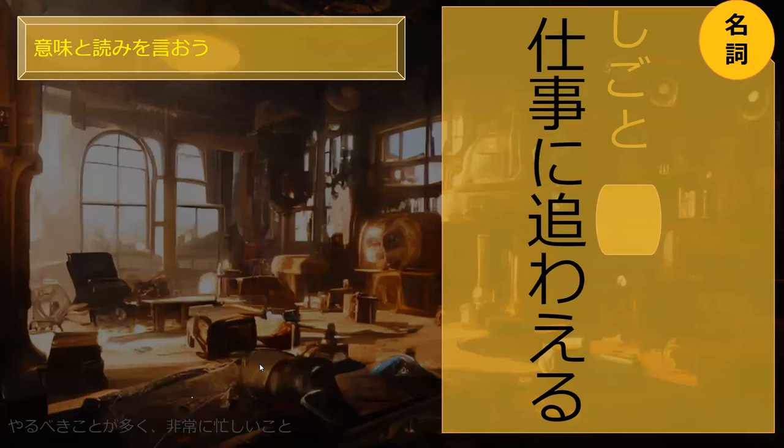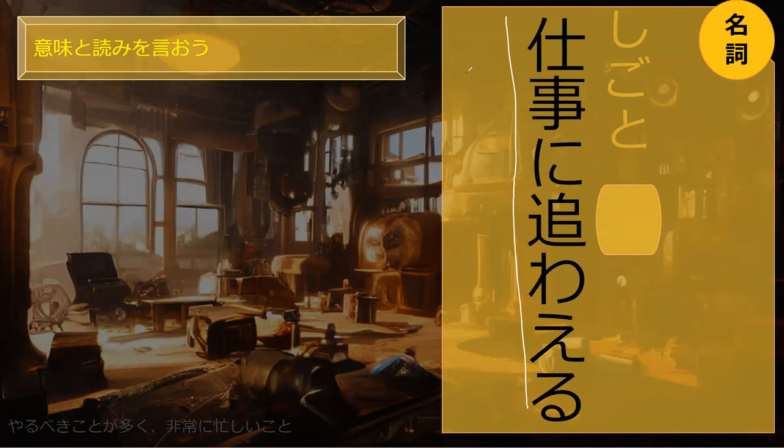to be chased by. So, in Japanese, you can say shigoto ni owareru, to be chased by your job, to mean that your job gave you so many things to do and you're running yourself ragged. Shigoto ni owareru, your job is chasing you. So that's a kind of idiom. In this specific book, rather than using the word shigoto, they say sagyo. So the meaning is the same. Sagyo ni owareru, to be chased by work.